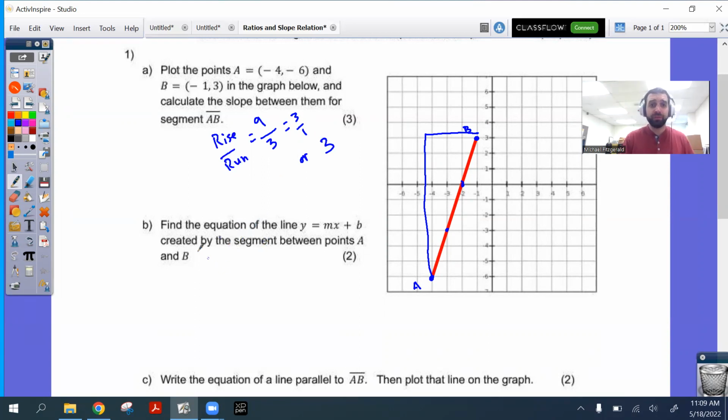Okay, knowing this, we are then asked to find the equation of the line y is equal to mx plus b, created by this segment. Well, this equation is what we call slope-intercept form, and all we need to know are 2 things. Well, this value m is the slope, and this value b is the y-intercept. That just means it's the point at which our line would cross the y-axis. When does it touch or cross the y-axis? Well, this line doesn't do that right now.